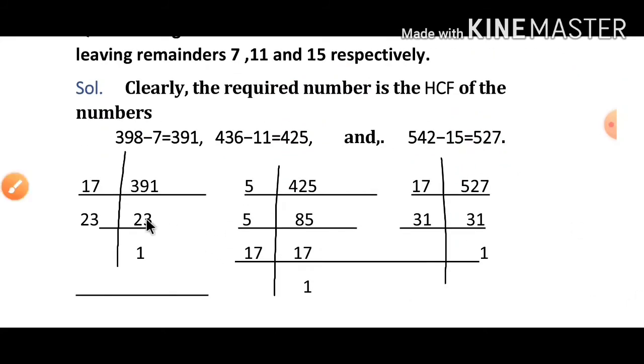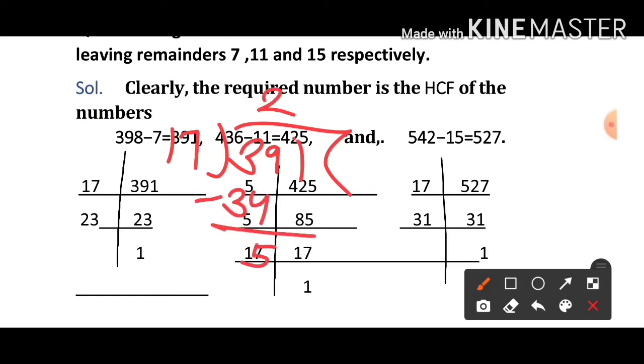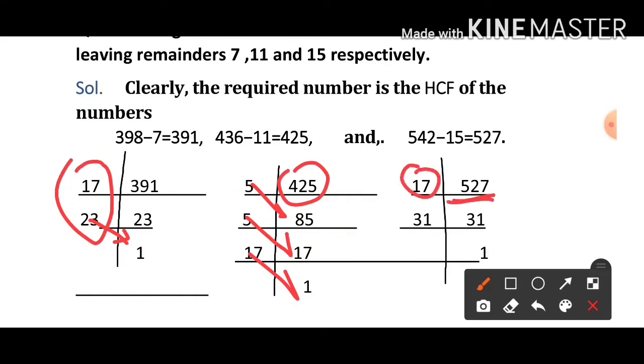So 391 is not divisible by any table till 16, so we'll use 17 here. 391 divided by 17. So 17 twos are 34. Here 5 is left, and 51. 17 threes are 51. So 23 times. Then 23 is a prime number, so it is divisible by itself. So 23 ones are 23. So 17 into 23. Then 425. As 425 is divisible by 5, we will divide it, so it will come 85. Then 5 seventeens are 85 and 17 ones are 17. The last one, 527, is also divisible by 17.